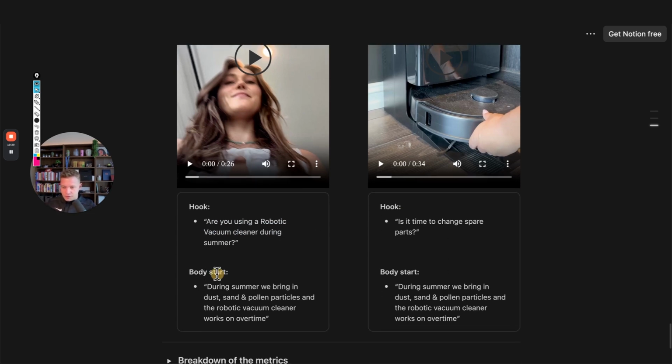The body of both videos is the same, and I would say it is equally important as the hook, because if the body start is not well composed, you're going to see your hold rate fall. It's going to start tanking. So the body start here is, during summer we bring in dust, sand, and pollen particles, and the robotic vacuum cleaner works overtime.